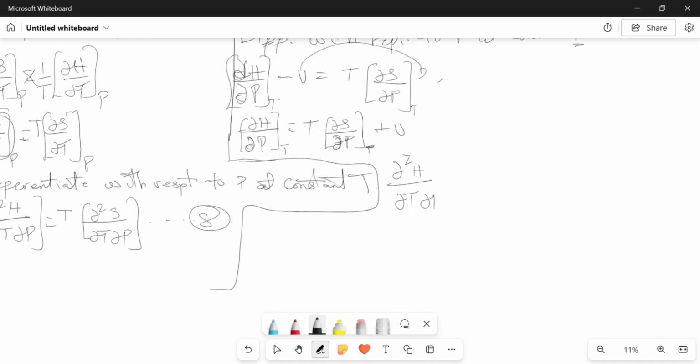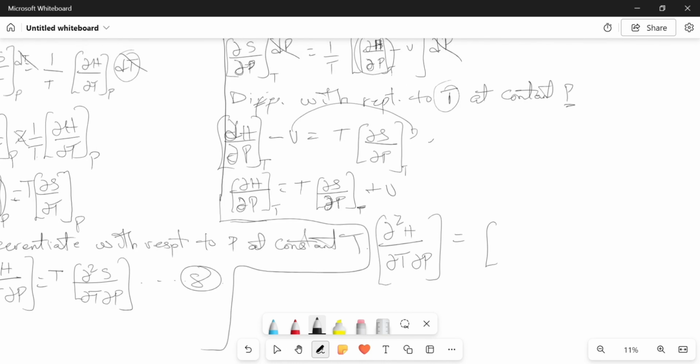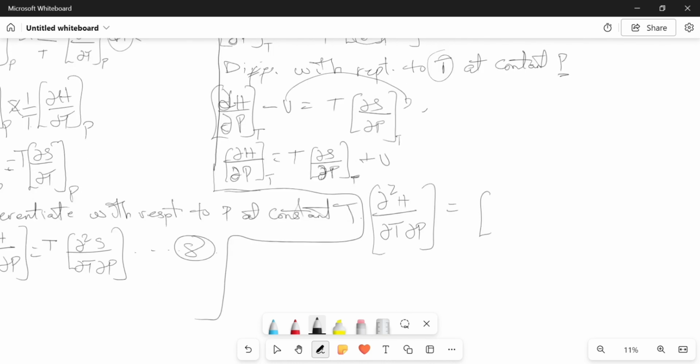So differentiating this with respect to temperature, I'm going to have del square h over del t del p, to be equal to we have t. Now temperature is not constant here. What is actually constant here now is pressure. We are differentiating with respect to t and p. Since we're having t here, t is not constant, which means we're going to be differentiating t too. But since we're having the product of two functions, we are going to be using the product rule. So with the product rule, I'll first differentiate this while t stays as a constant.